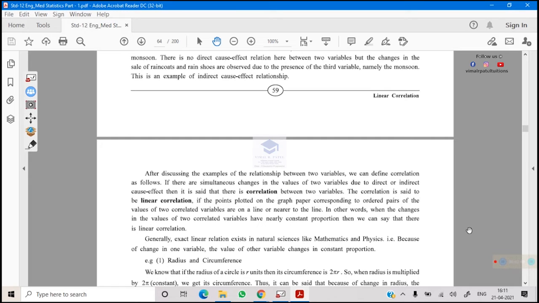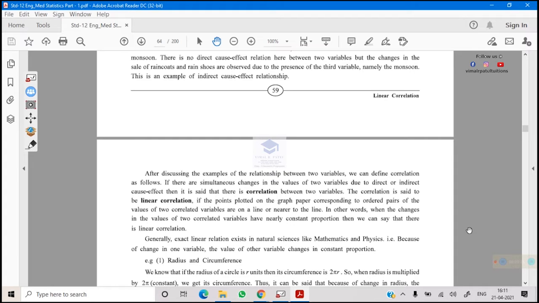But the bottom line is that these two variables must have been associated with some sort of cause and effect relationship. So if there are simultaneous changes in the values of two variables due to direct or indirect cause and effect relationship, then it is called correlation between two variables. This is the meaning or definition of correlation.